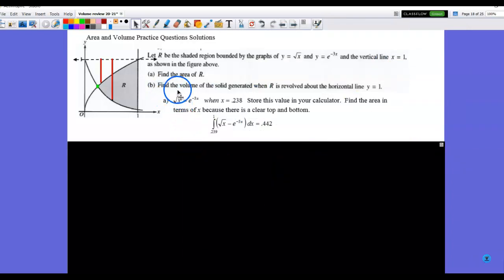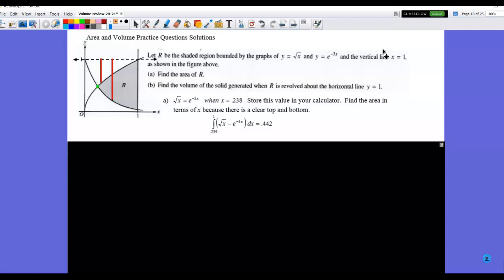For letter B, we're finding the volume of the solid generated when the region R is revolved around the horizontal line y equal to 1. So up here you can see that I put in the line y equal to 1. There's clearly going to be a hole in the region because region R is not flush to the line y equal to 1. The line y equal to 1 is parallel to the x-axis, so we're going to be in terms of x because we have a horizontal axis.